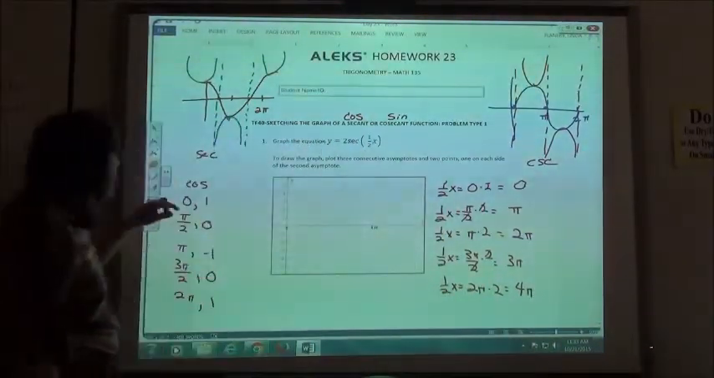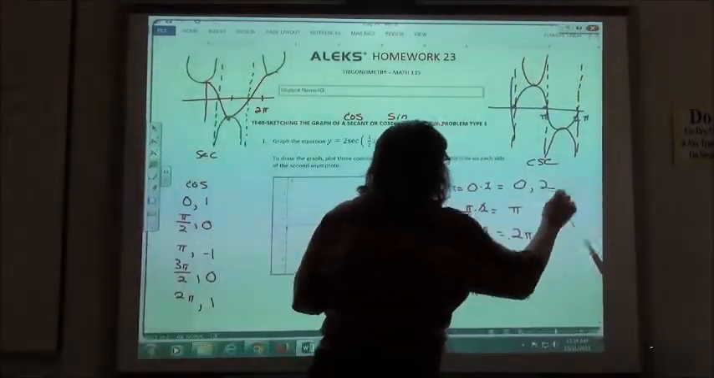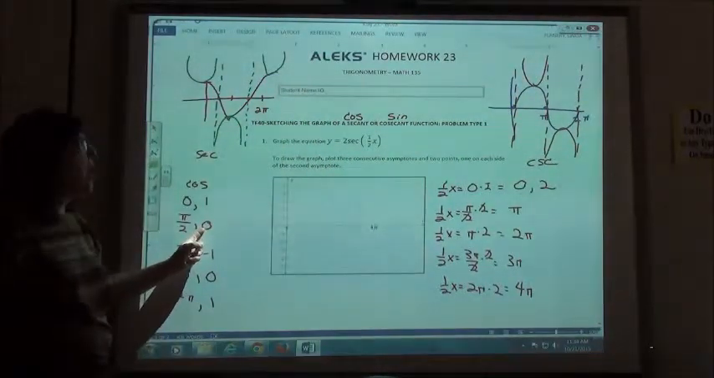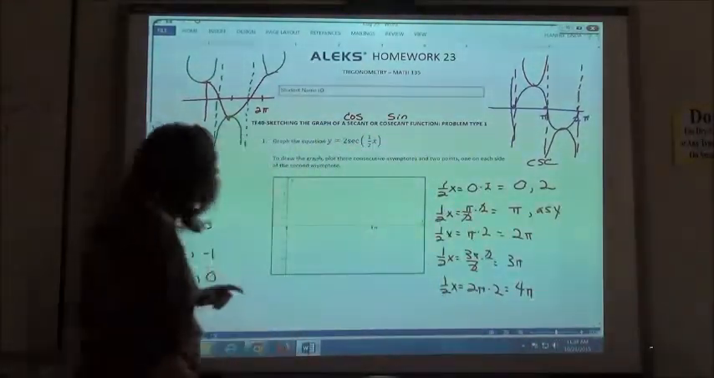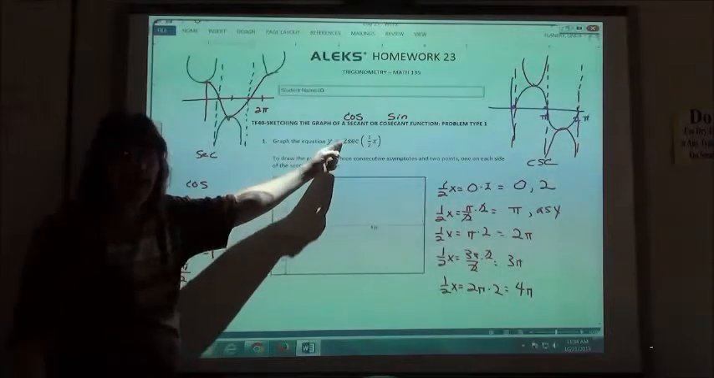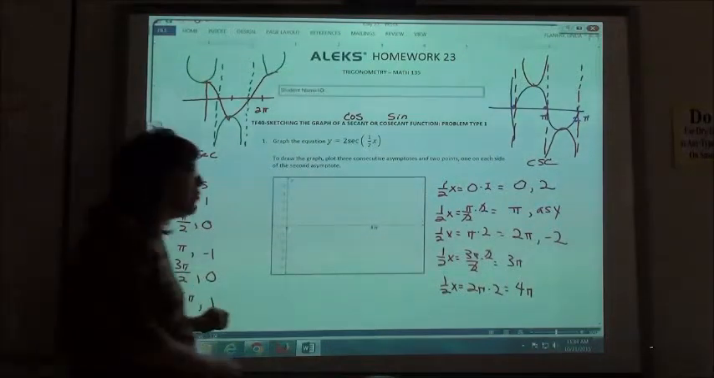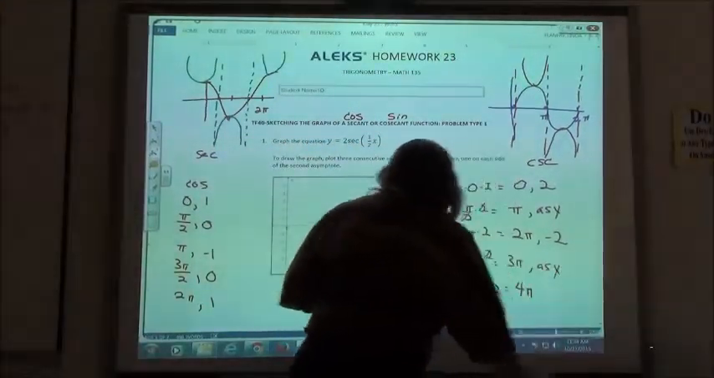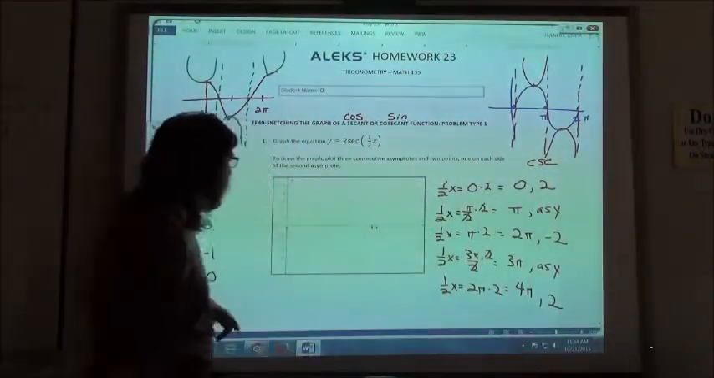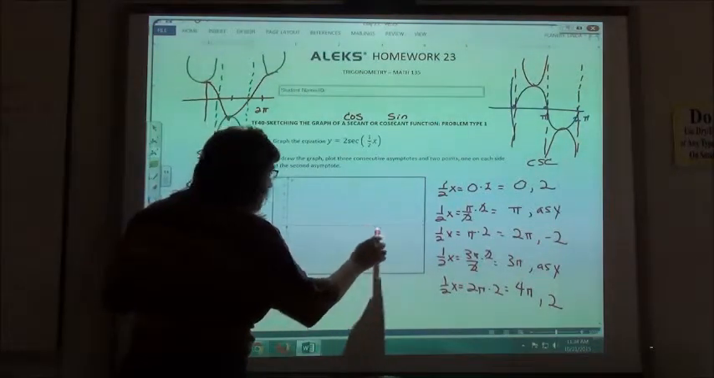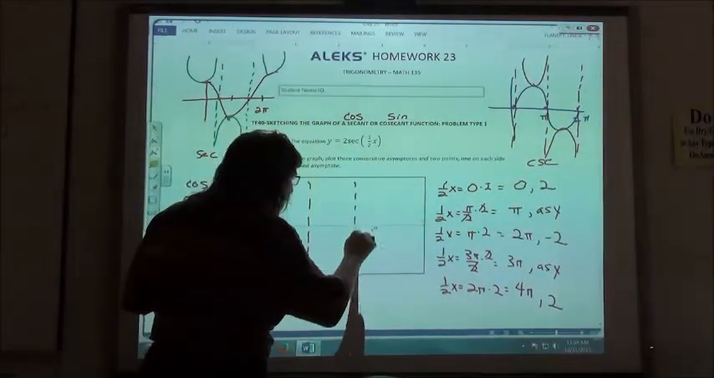So if I have a 1, I'm going to take 1 times my amplitude, so I'm going to have 2. If I have a 0, I'm going to have an asymptote. Here I have negative 1 times my amplitude, so negative 2. Here I have 0, so that's where I'm going to have an asymptote. And here I have a positive 1. 1 times 2 is going to give me 2. So at pi, this would be 1 pi, I have an asymptote. At 3 pi, I also have an asymptote.